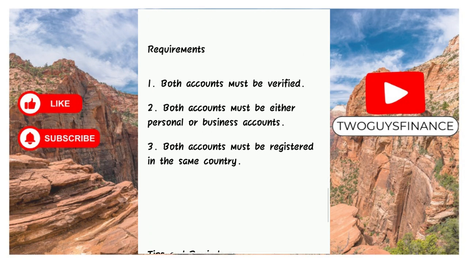Some requirements, the first of which is both accounts have to be verified. Before you can link the accounts, they both have to be verified, and of course both accounts must be either business or personal accounts. So a business account linked to a business account and a personal account linked to another personal account. Now the last, which is both accounts must be registered in the same country. So both have to be registered. Those are the requirements. You can't skim over that.